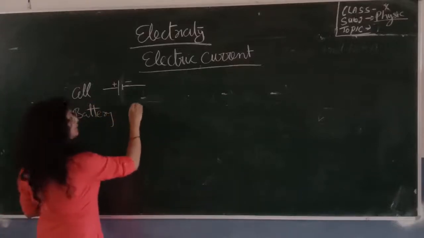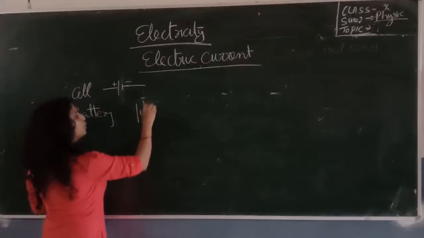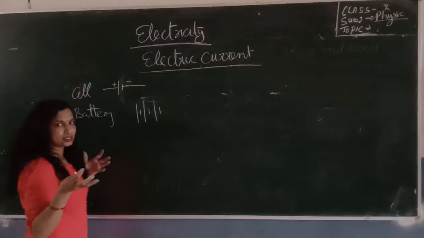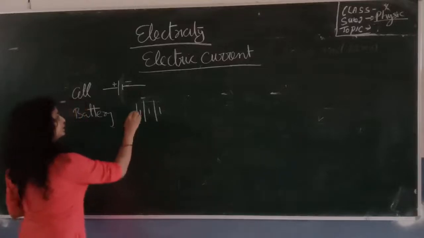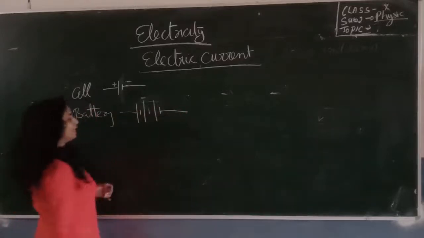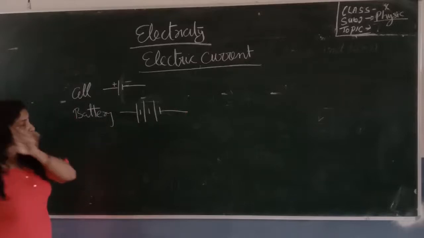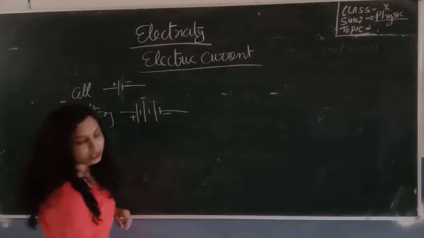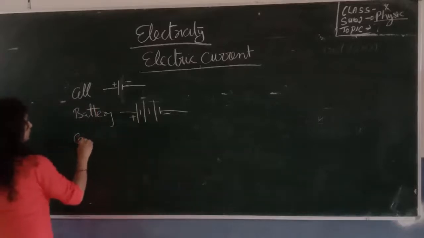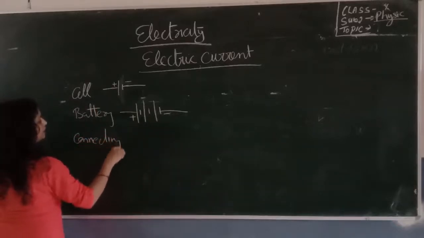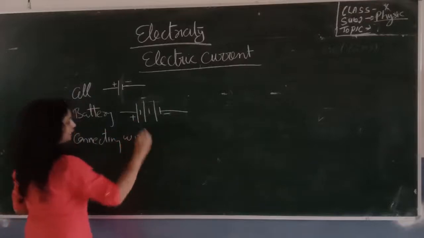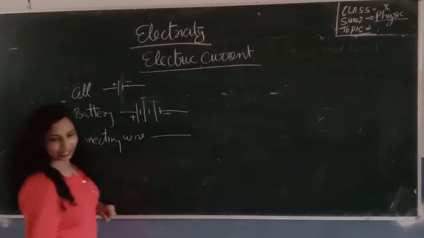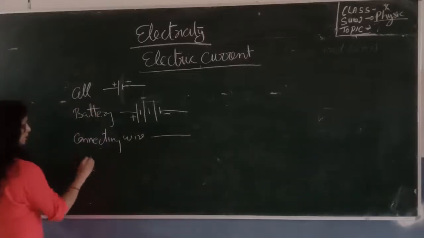A battery is one which contains two or more cells connected together. This is called a battery. Again, this large line shows the positive terminal and this smaller one shows the negative terminal. Next, the connecting wire. The connecting wire is represented by a single line like this. And then next, the joint.